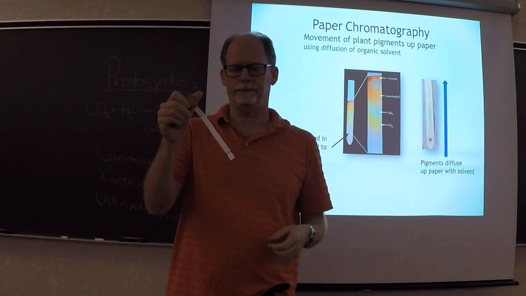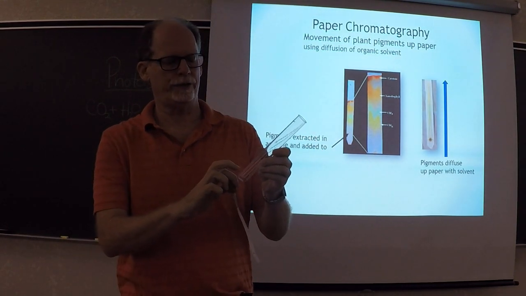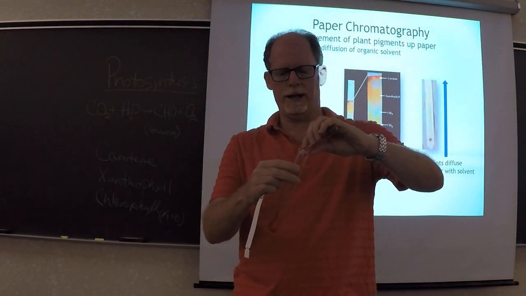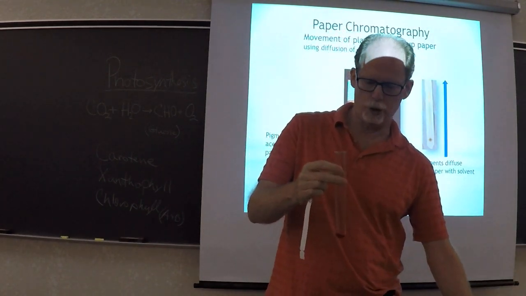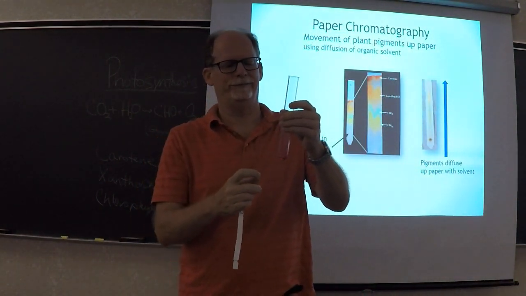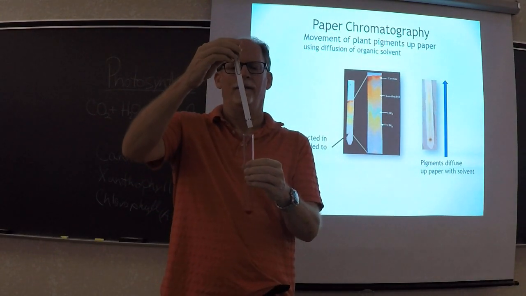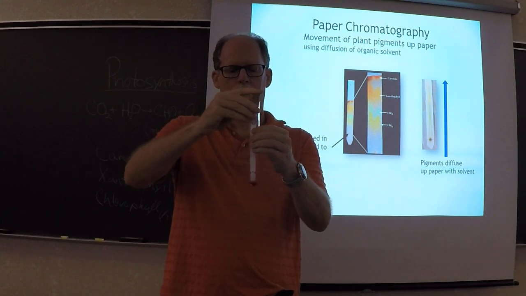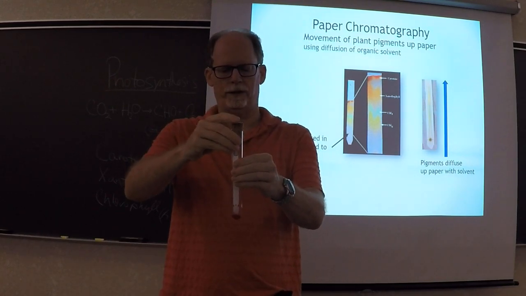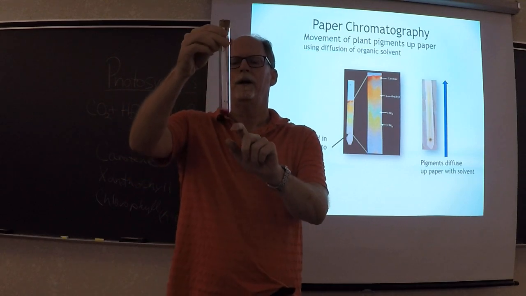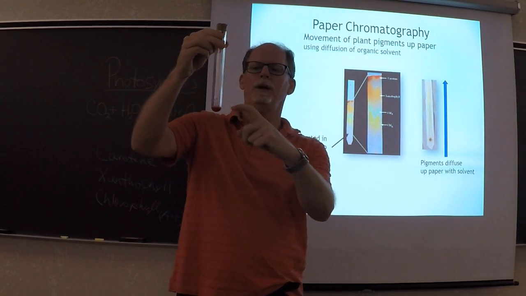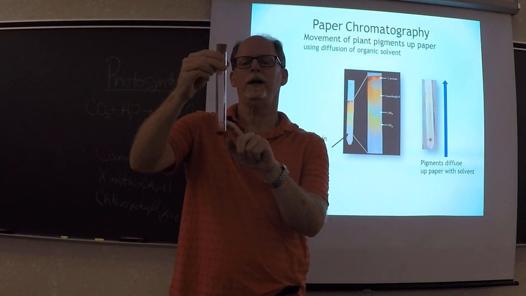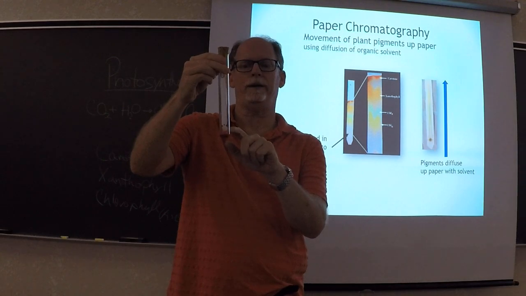So it'd sit at the bottom. We'd add an organic solvent to, let's see, let me add some. So we'd add an organic solvent to the bottom of this tube. I'm just using a red color so you can see it better. And then we'd add the paper, and the organic solvent would move up this paper, and it would carry the pigments that we added at the bottom.